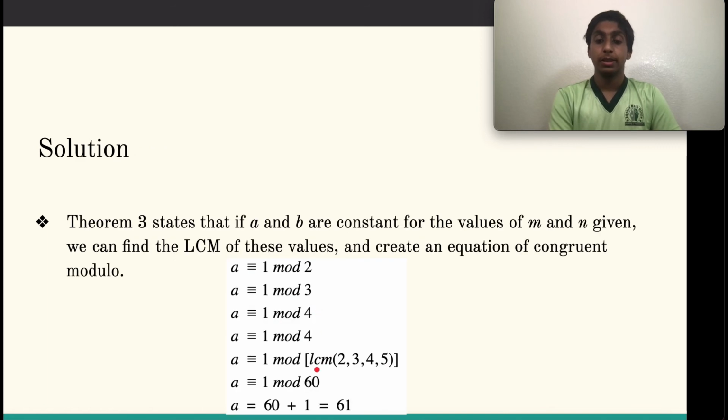So when we find the LCM of all of them, we get 1 mod 60. So this means I have a remainder of 1 when I divide by 60. So 60 plus 1 is equal to 61. So 61 will have a remainder of 1. So it satisfies this condition, and it's the least value that satisfies all these conditions. So based on that, that's how I got my answer of 61.